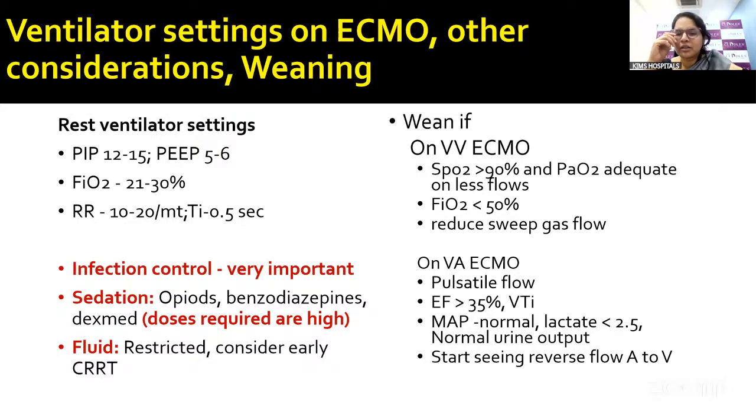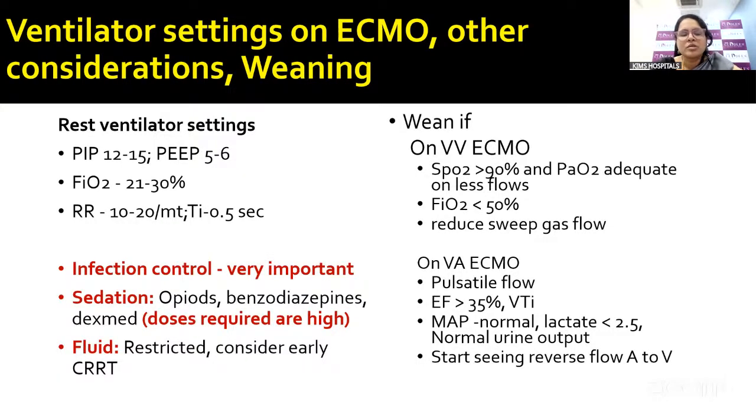So when do we start thinking of weaning? We start thinking of weaning when on VV ECMO, the patient saturations are consistently more than 90% with adequate PaO2s on very minimal flows. Like let's say we have come to idle flows and the patient is still having good oxygenation, then that is a stage where one may want to give a trial of stopping ECMO. And on the FiO2 of the blender, once one reaches an FiO2 of below 50%, one can start reducing the sweep gas flow rates as well.